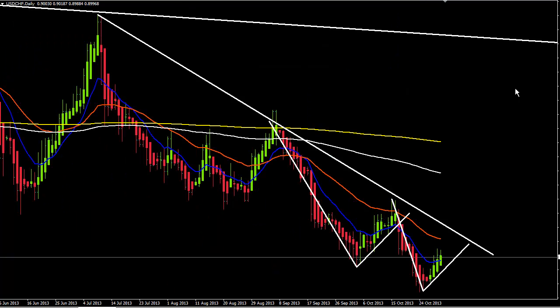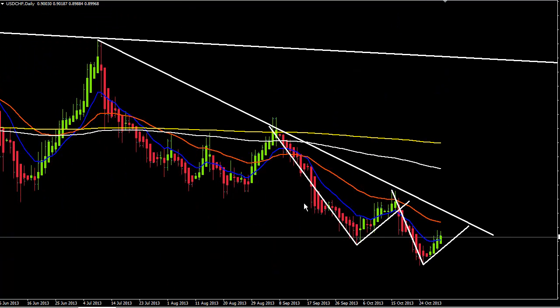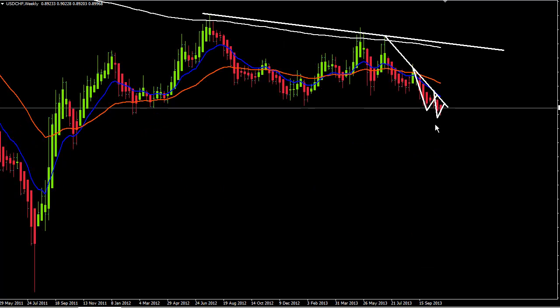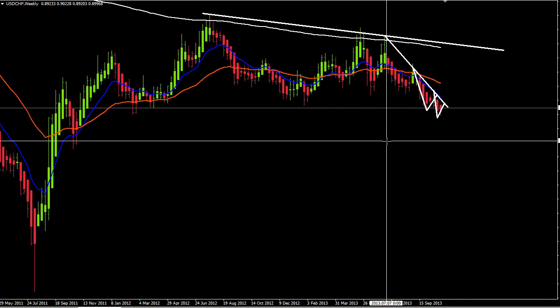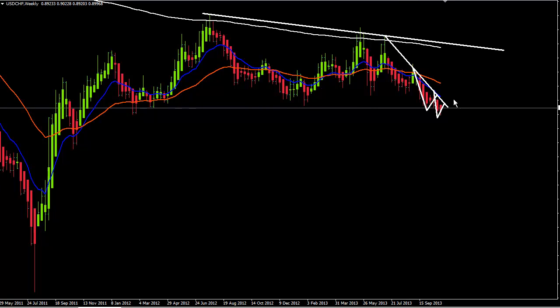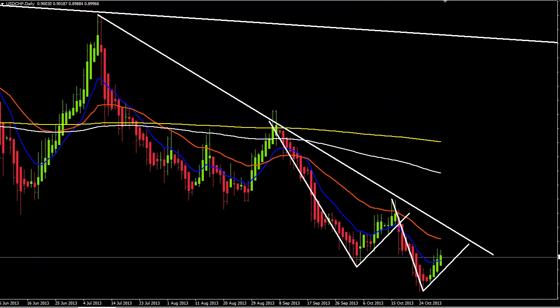USD CHF still short. This is a daily chart. Okay, it might retrace back to here, but ideally fails and then moves lower. It's the opposite of the euro US dollar. You know the targets where they are down here in case it really moves lower. If it breaks up, okay, then we have to start looking for longs if the setups are okay. There's not much to say here right now.